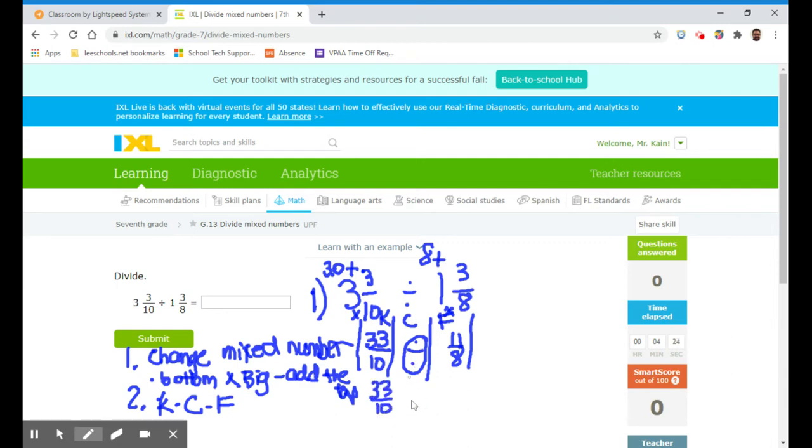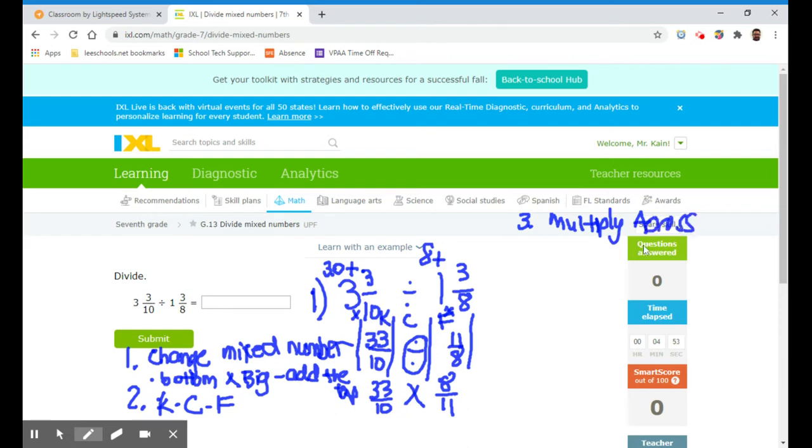We're going to change this to multiply. Then we're going to flip this. So instead of 11 over 8, it's 8 over 11. That's called a reciprocal, but we just say flip. So keep it, change it, flip it. The last step, which is step number 3, running out of space here, but I'll write it up here. Step number 3 is to multiply across.